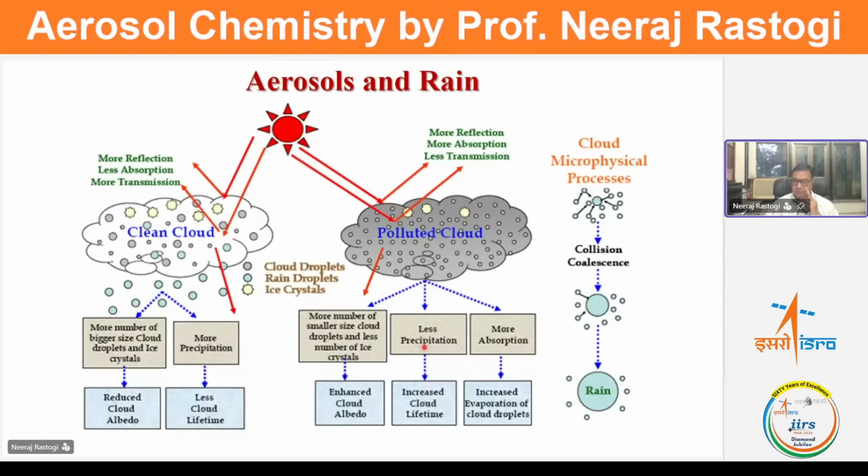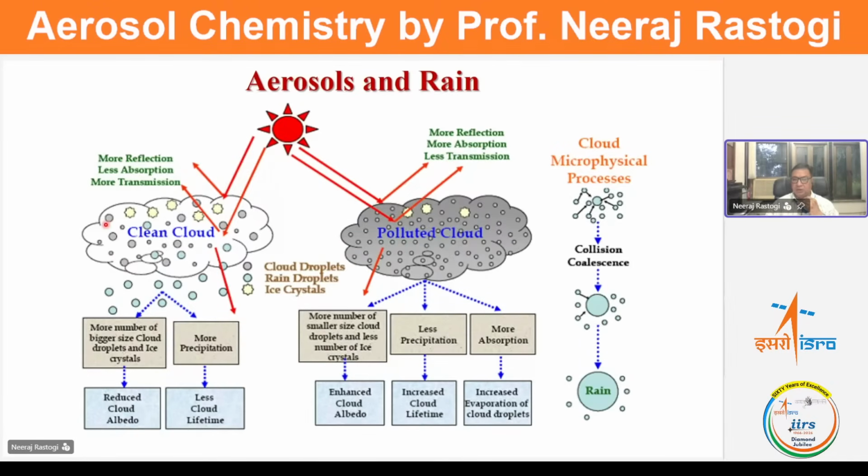You will have cloud in that atmosphere, but it will not precipitate, and there will be more absorption. This will increase the cloud albedo. Cloud albedo means reflectivity. If you have more cloud for longer time, they will reflect more. It also increases the lifetime of the cloud. It will not precipitate. It will just remain in the atmosphere. And there will be increased evaporation. If you have absorption, the cloud droplets can evaporate.